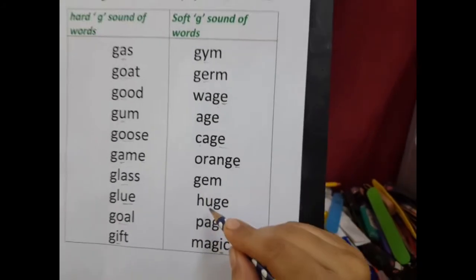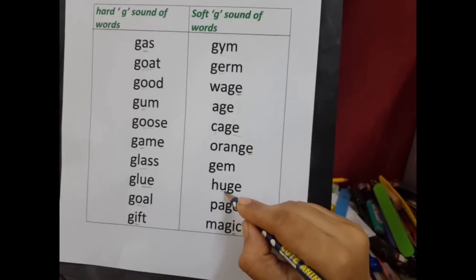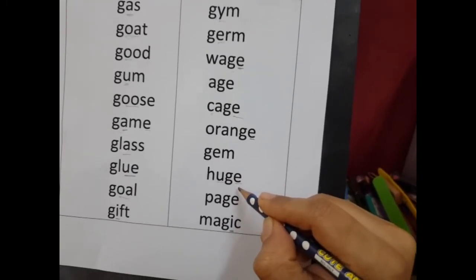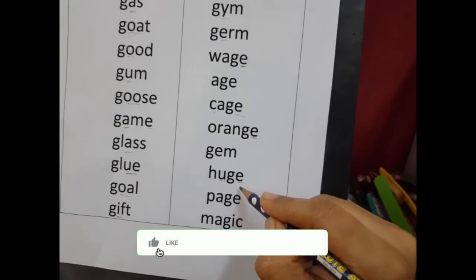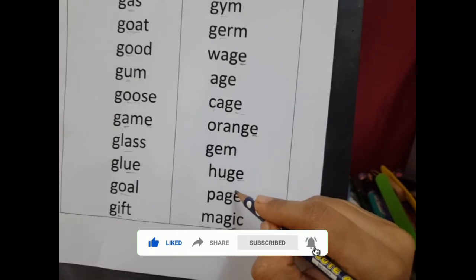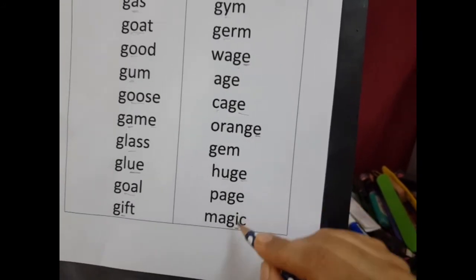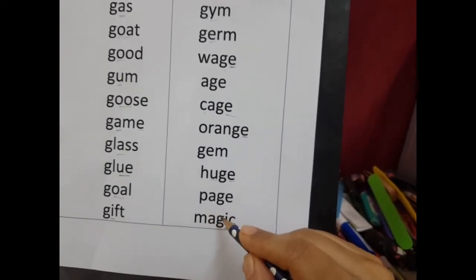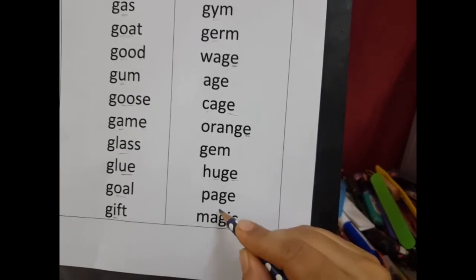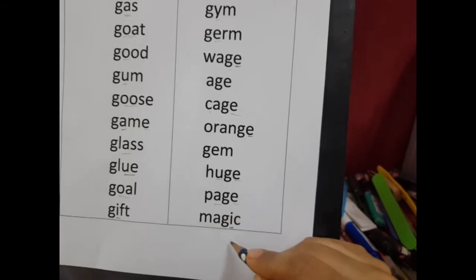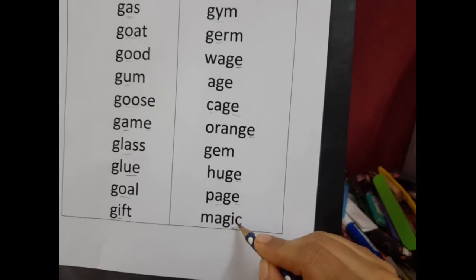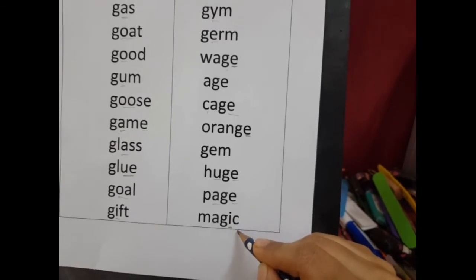Gem. H-U-G-E. Huge. Very good. What do you mean by huge? Big. Very big. Elephant is a huge animal. Dinosaur is a huge animal. Now come on, tell me P-A-G-E. Page. M-A-G-I-C. What is M-A? Ma. G-I-C? Magic. Got it?